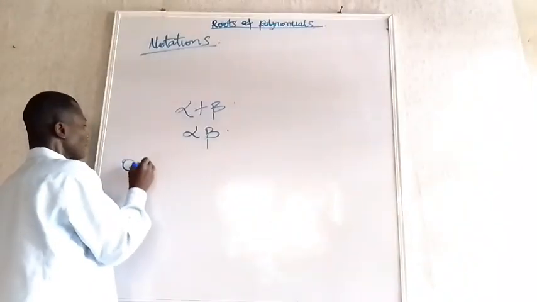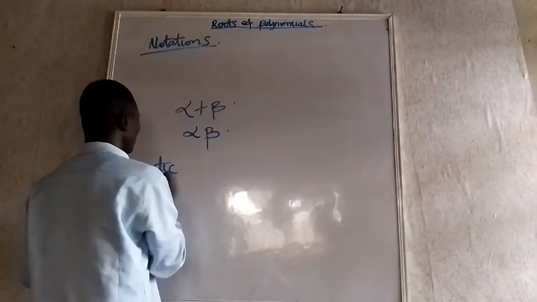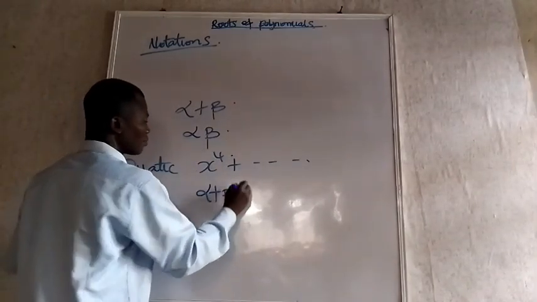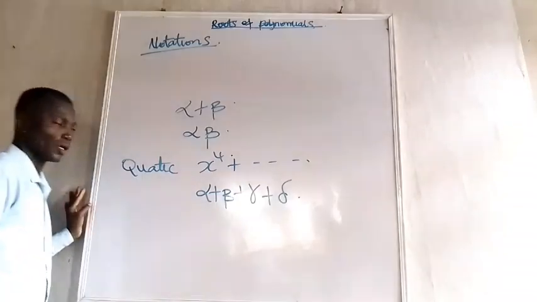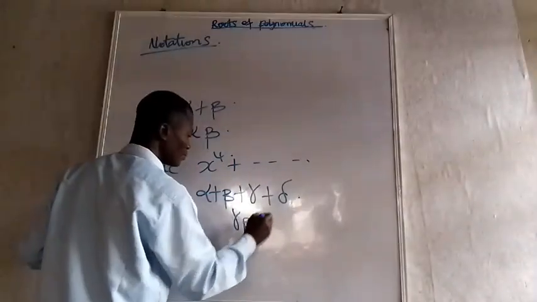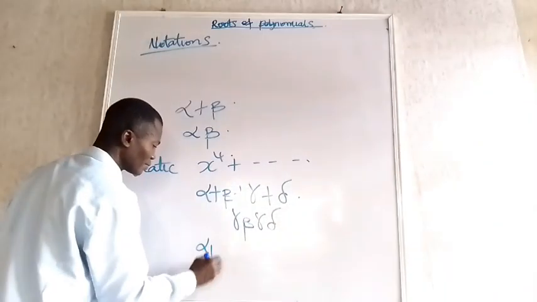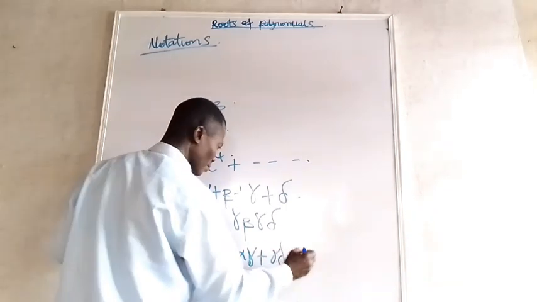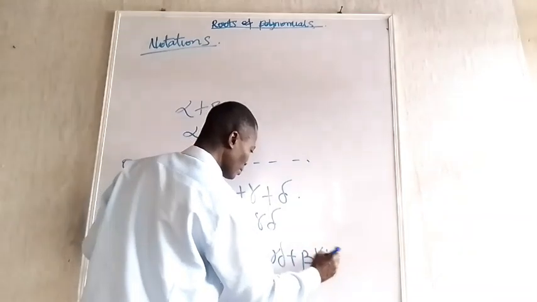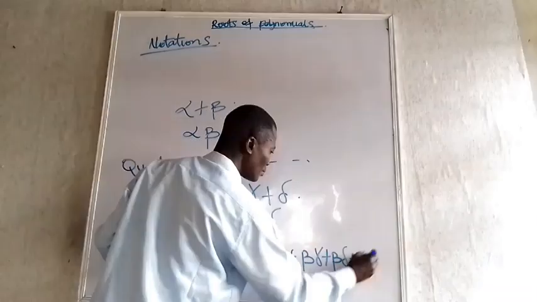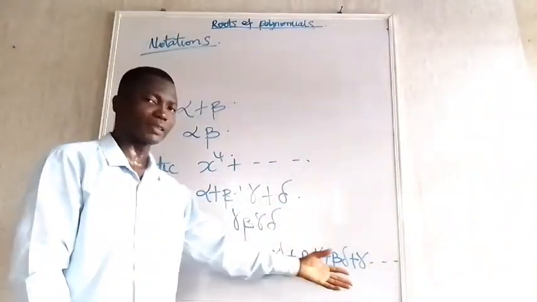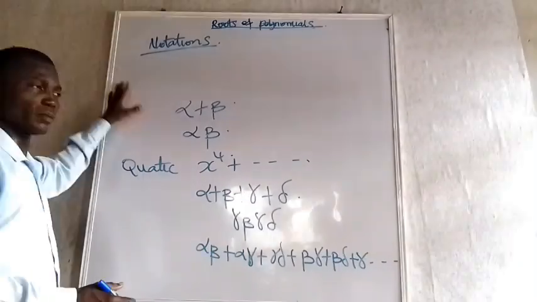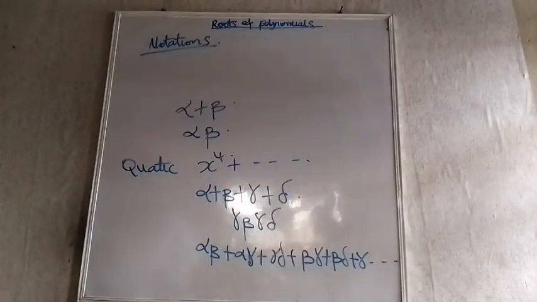In quadratics, when the power is 4, we are going to have something like this. Plus gamma plus delta. We are going to have something like this. You see, so when you are writing all this out, it makes the job cumbersome. So some notations are introduced, and this makes the job easy. Now let's go straight to the notations.